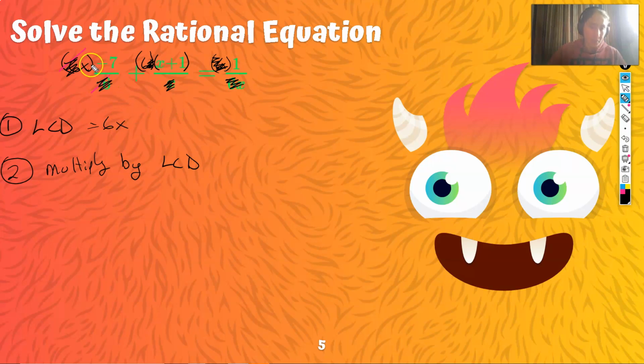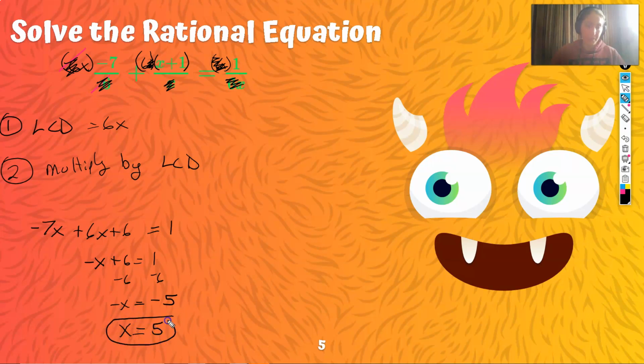Alright, what was left over? An x survived and a negative 7. What else is left over? 6 and x plus 1. So plus 6x plus 6. I just distributed it out. Equals, and it looks like just 1. Alright, let's do some algebra. Negative 7x plus 6x is negative x. Plus 6 equals 1, subtract 6, negative x equals negative 5. Well, if negative x equals negative 5, then positive x would equal positive 5.